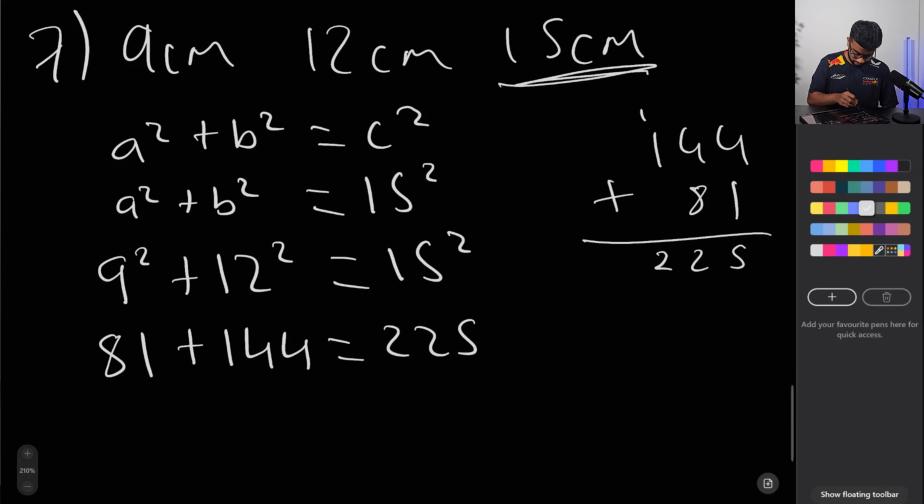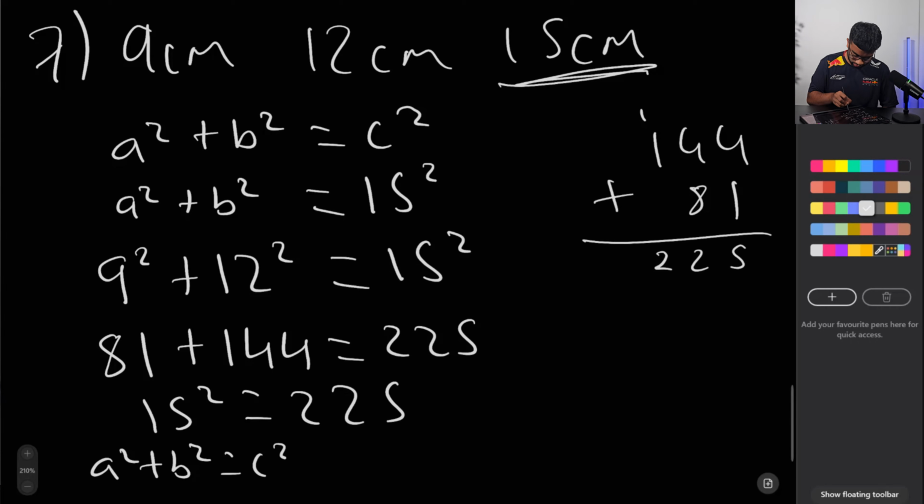If we did multiply 15 by 15, we'd get 225. You can do that on your calculator if you need to. So then we can say that a squared plus b squared equals c squared, therefore right angled triangle. And that is how you do this question.